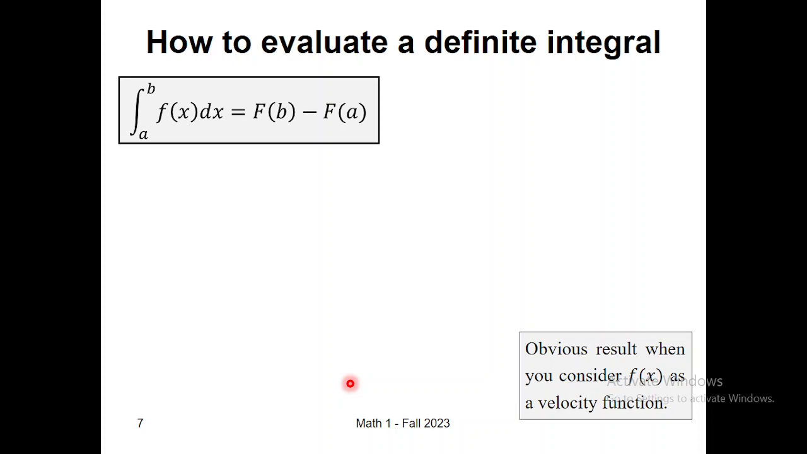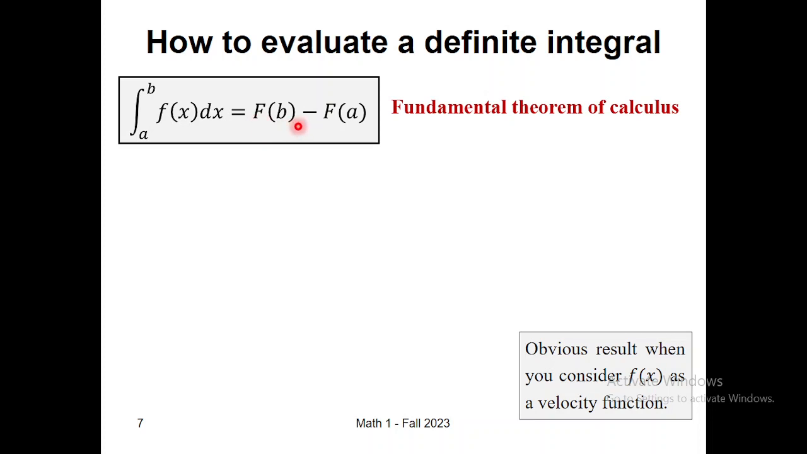The fundamental theorem of calculus says that to evaluate this definite integral from a up to b, you have only to do two things. The first thing is to find the antiderivative of f of x. You have to solve the problem of indefinite integration of this function, finding capital F. This is the first step. The second step is a very simple step.